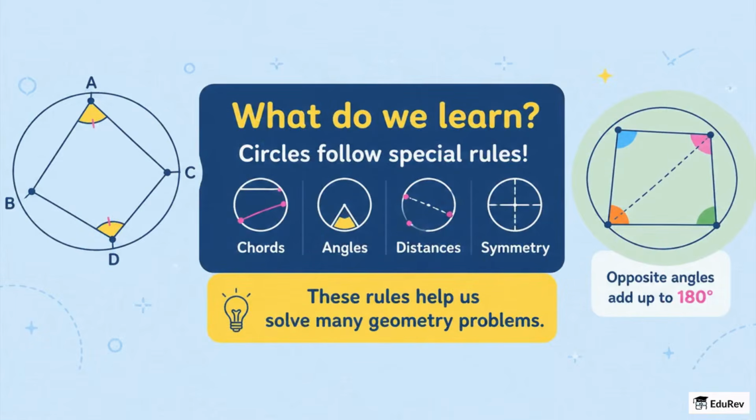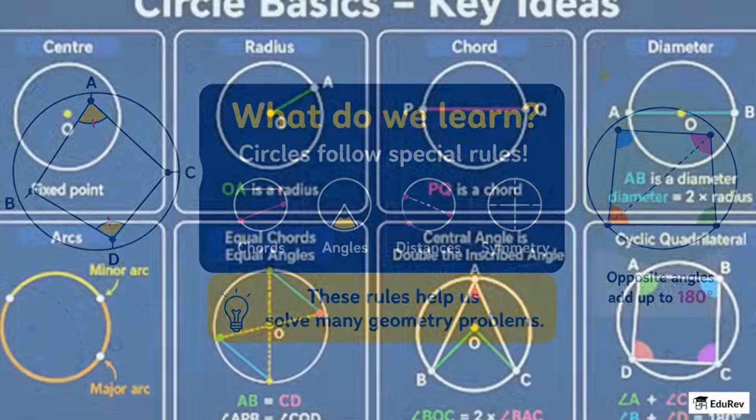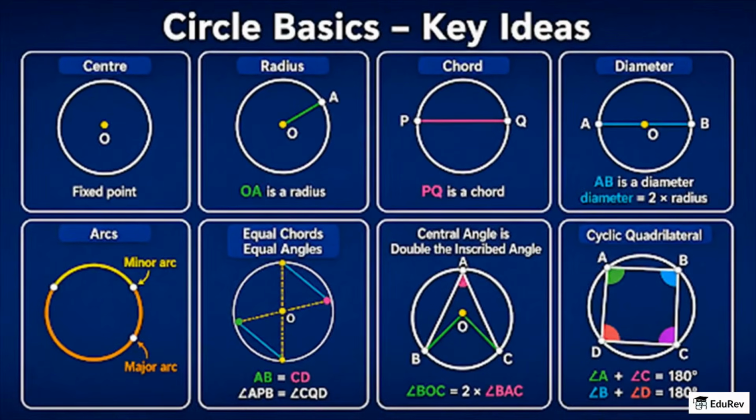So, what do we learn from this? Circles have neat rules linking chords, angles, distances, and symmetry. And these rules help us solve many geometry problems. Let us quickly remember. Center, radius, chord, diameter equals 2 by radius. Arcs, equal chords equal angles. Central angle is double the inscribed angle. And cyclic quadrilateral, opposite angles sum to 180 degrees.